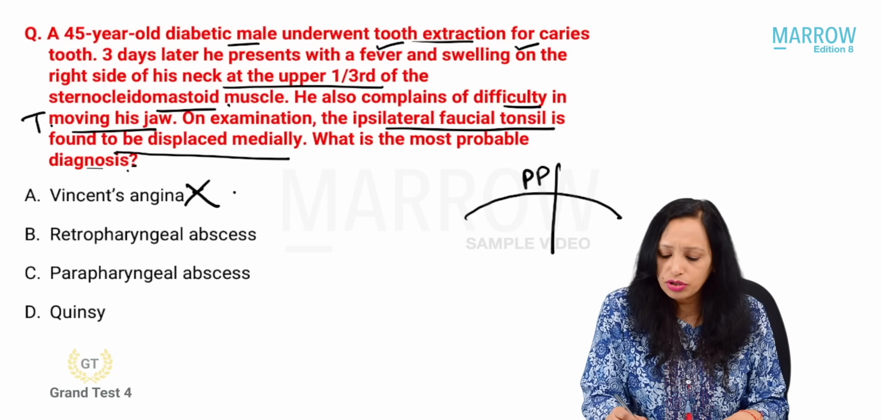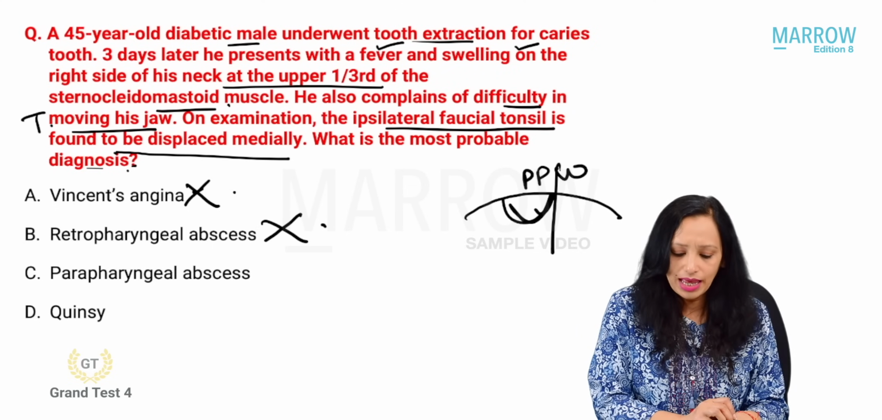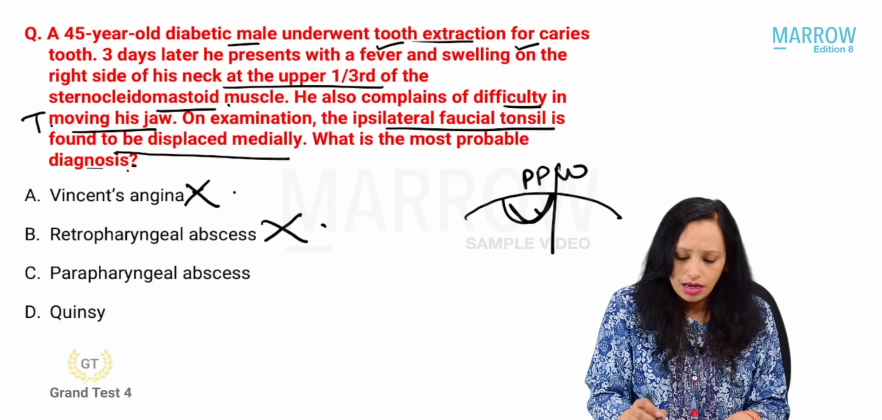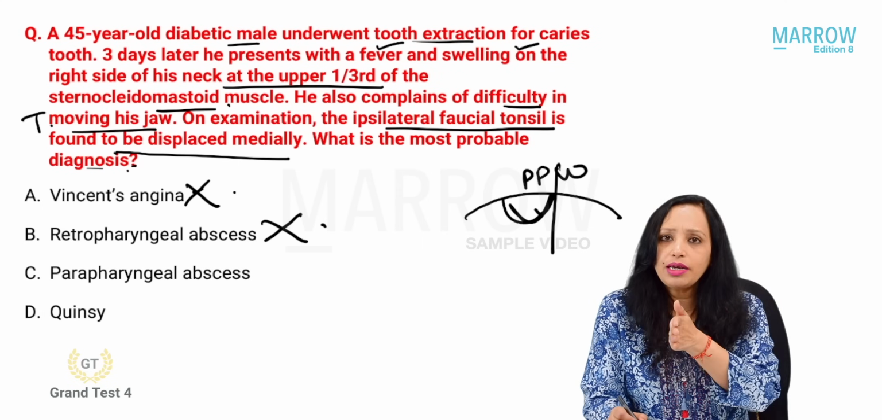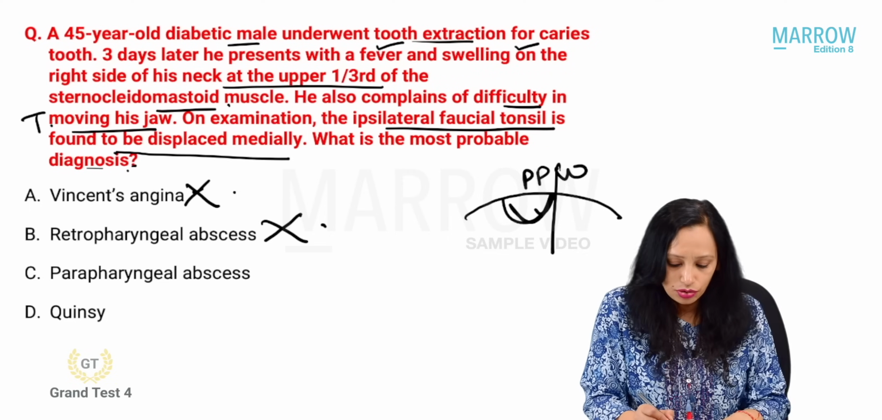In the posterior pharyngeal wall on one side of midline. So, no. Parapharyngeal abscess, can this be parapharyngeal abscess? The tonsil pushed medially? Yes. Bulge at the angle of jaw? Yes. Trismus? Yes. So, yes, this can be.